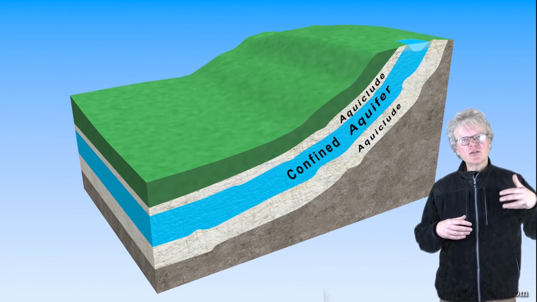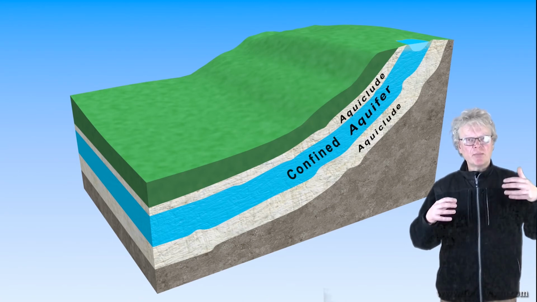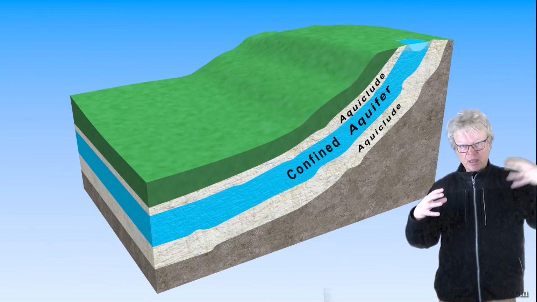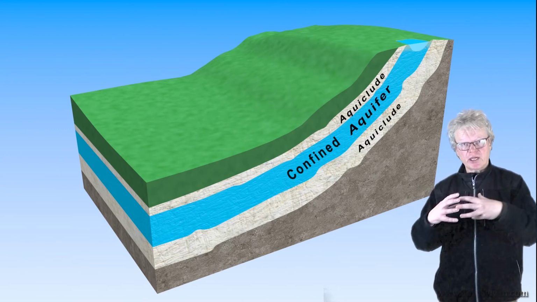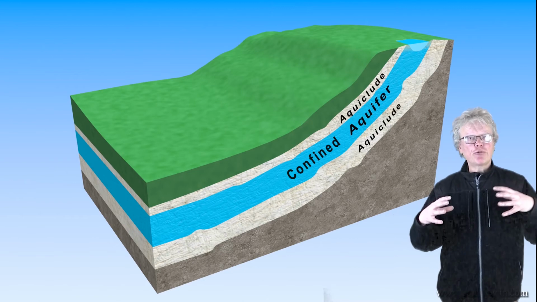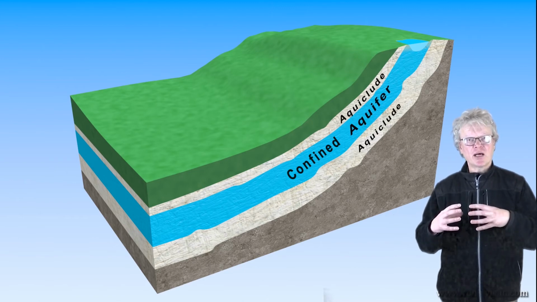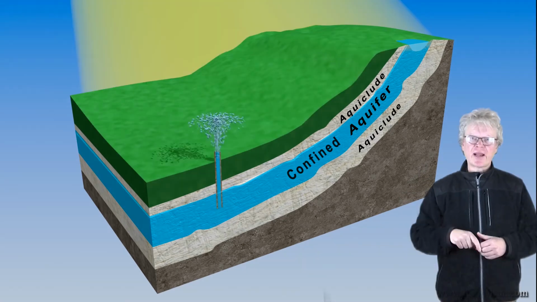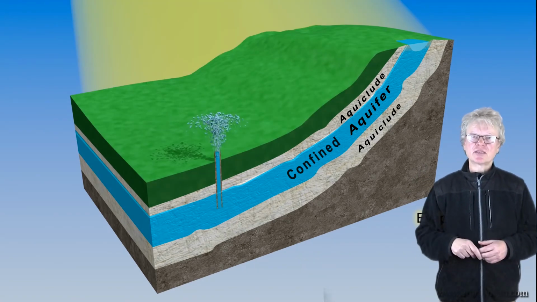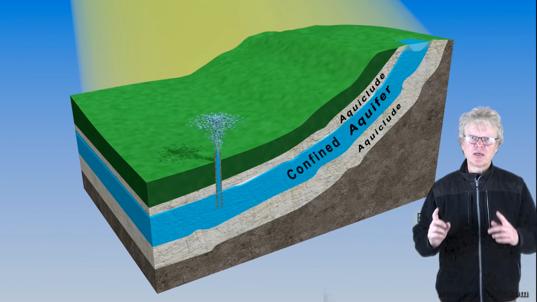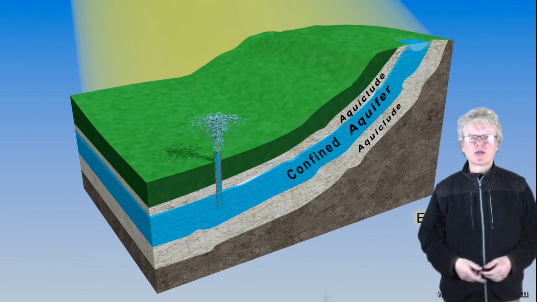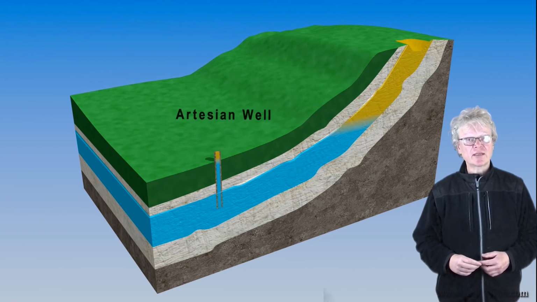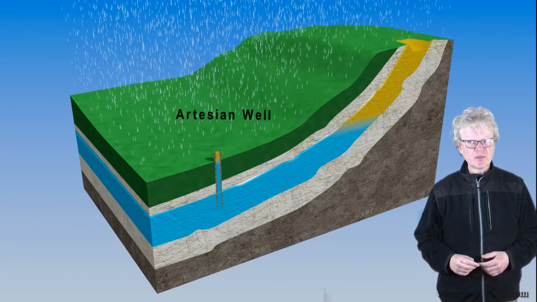But as it moves down through the aquifer, it will be under pressure because it will want to get more and more water. It will want to move in all directions, but it can only move in one direction. And so pressure will build up in certain parts of the aquifer. If you stick a pipe down through that aquiclude into that confined aquifer, you'll get water coming up as the pressure is released. And we call that artesian water.